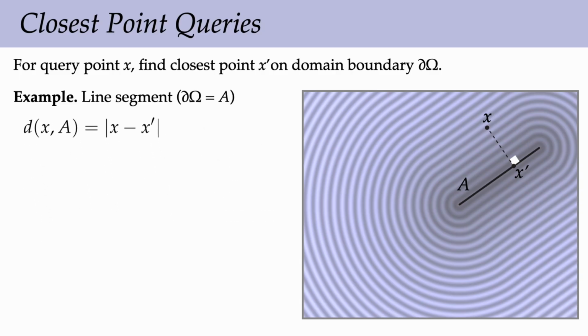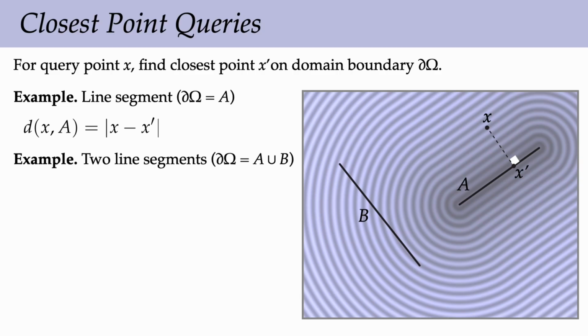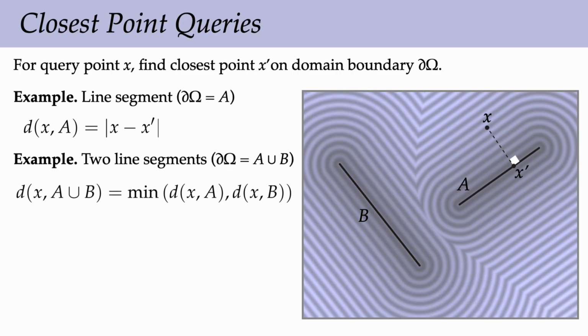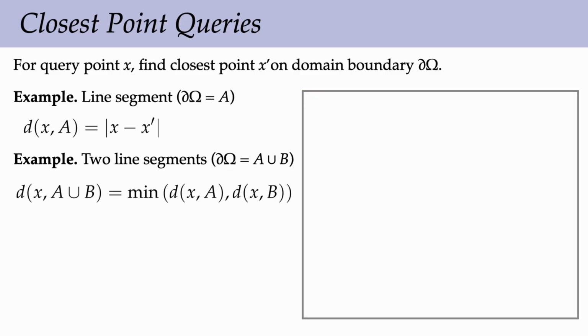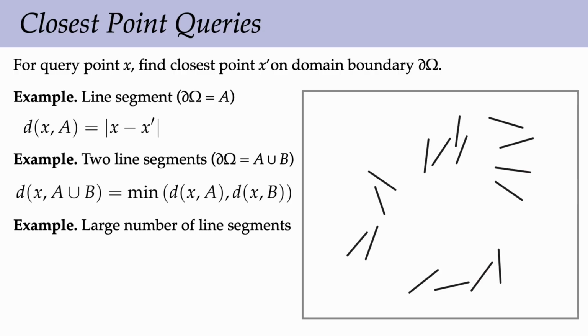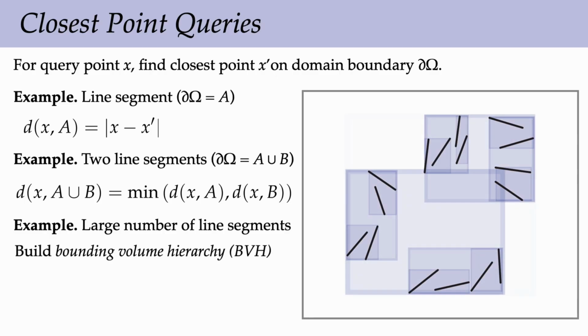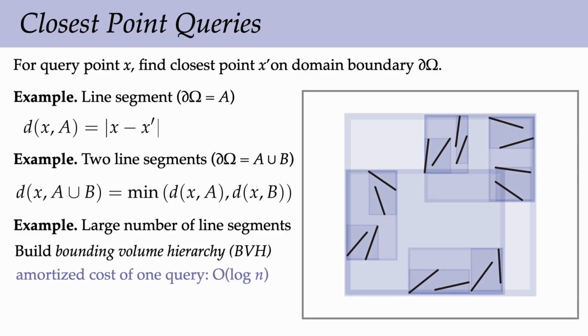A more important observation is that these atomic queries are easily combined to get the closest point on a more complicated set. For instance, if our boundary is now 2 line segments, A and B, then we can just take a minimum of the individual distances to get the distance to the closest point on either A or B. And for domains made of many small pieces, let's say many line segments, we can also accelerate these queries using a standard spatial data structure like a bounding volume hierarchy, which lets us compute the closest point to n objects in only log n time.